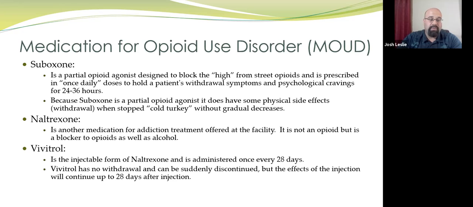And then last, what we'll talk about is Vivitrol. So Vivitrol is naltrexone. It's the injectable form of naltrexone. And it's basically like an encapsulated module that is slowly released every 28 days, or within 28 days following the injection. There is no withdrawal, so Vivitrol can be stopped at any time.